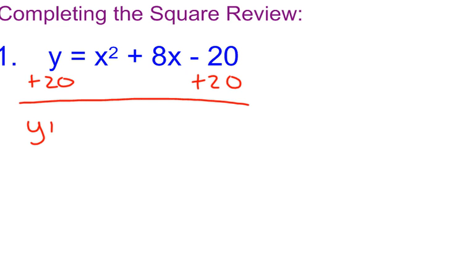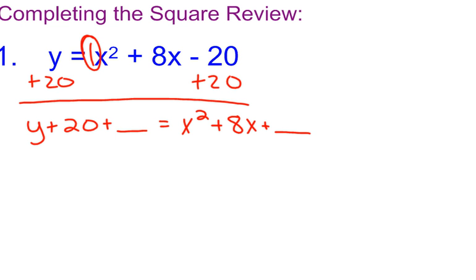So I have y plus 20, then I'd go plus blank, plus blank equals. My a value, if you remember, has to be a 1, or else I need to factor that out. So in this problem, I do have a 1, so I don't have to do any factoring. I'd have x squared plus 8x plus blank.